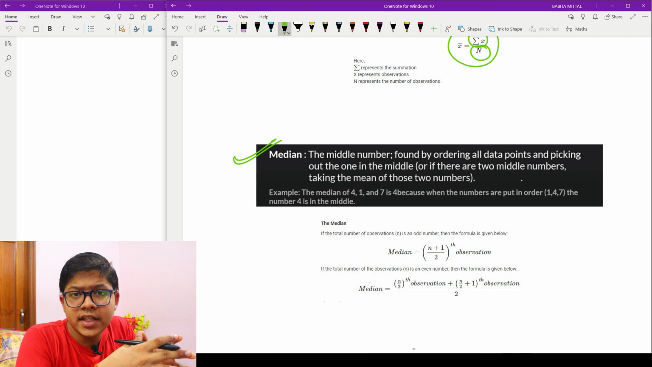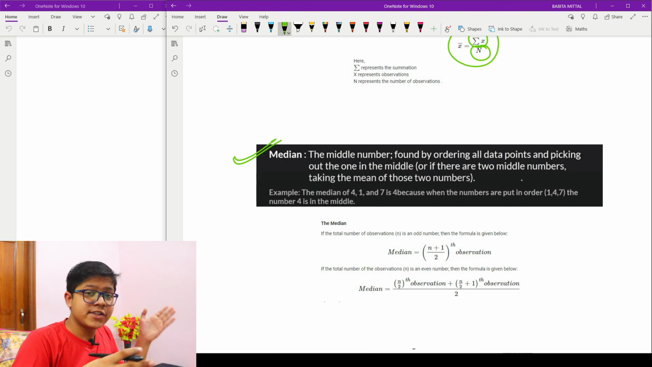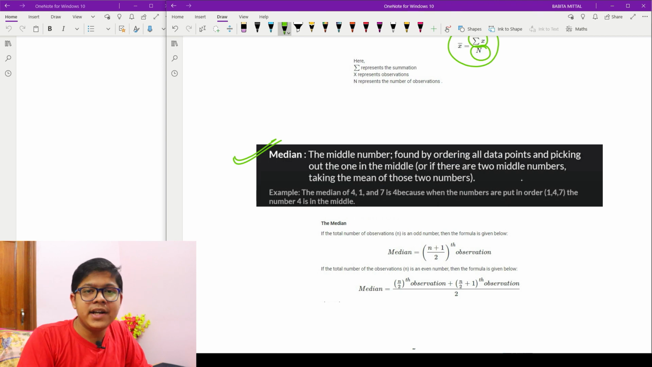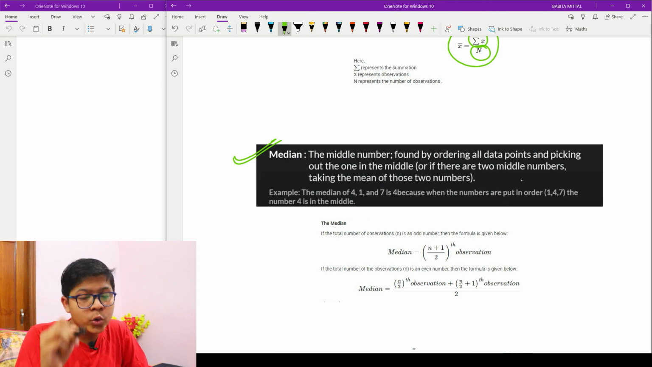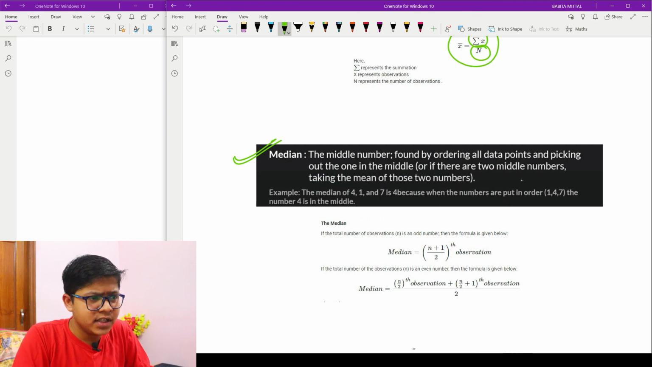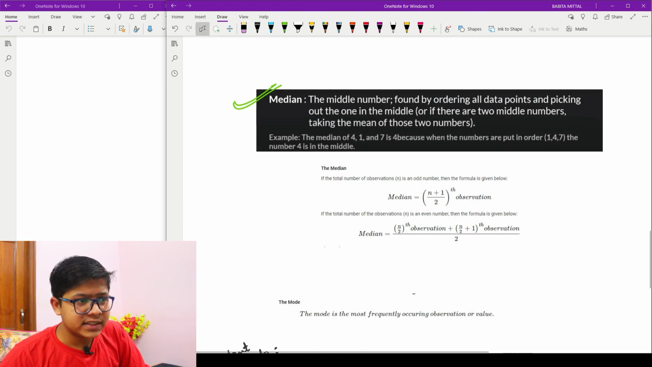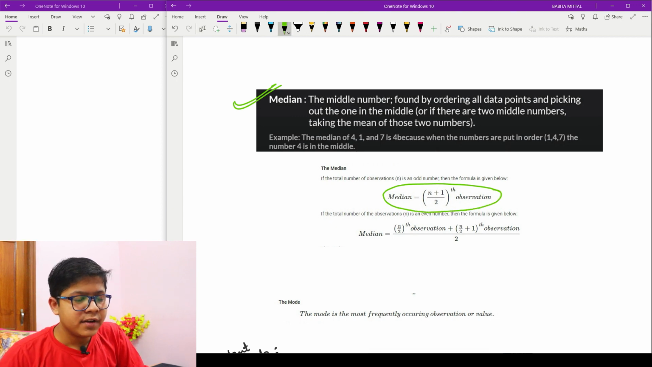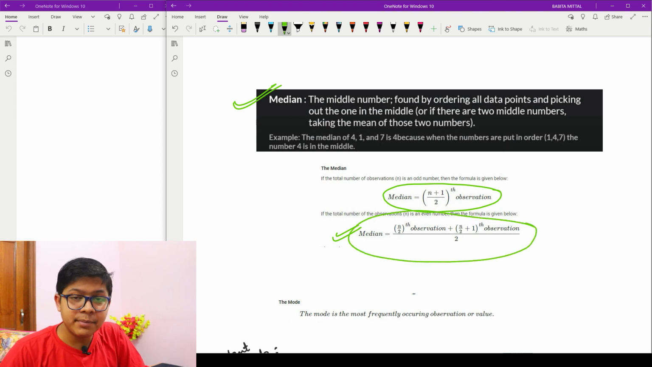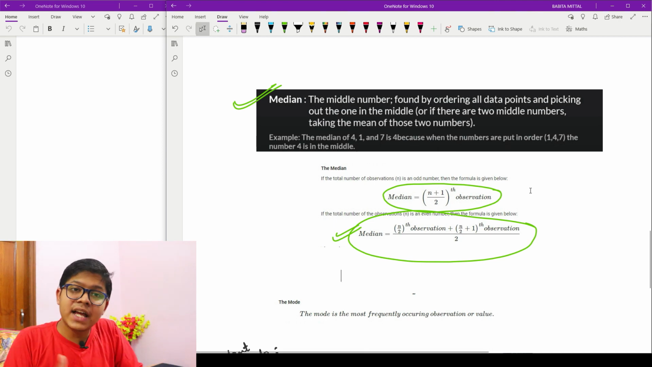Median is nothing but, if I order all the elements, which means I sort the elements, then the middle element will be the median. Now you might say that for an odd number of elements I will have a middle element, but what about an even number of elements? For an even number of elements I will take the average of the 2 middle elements. As per the formula, the median will be the n plus 1 by 2th term, and for an even number of elements it will be the n by 2th term and the n by 2 plus 1th term.